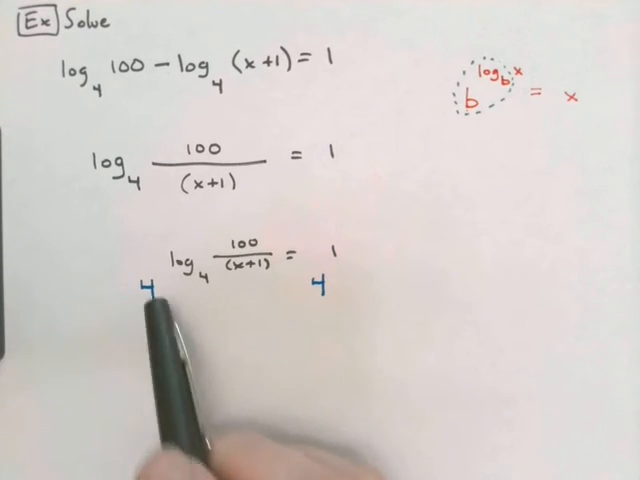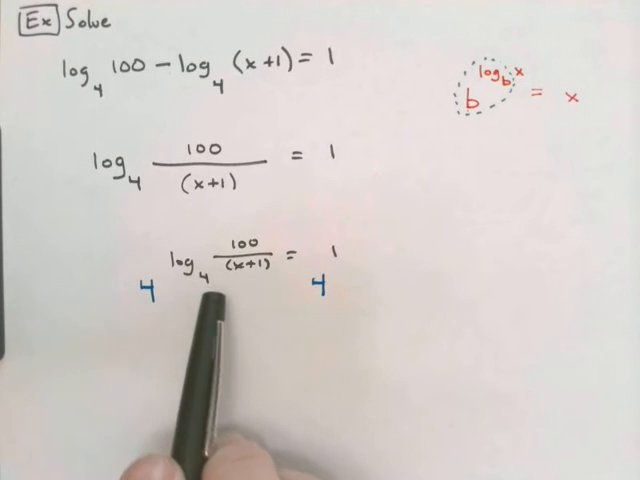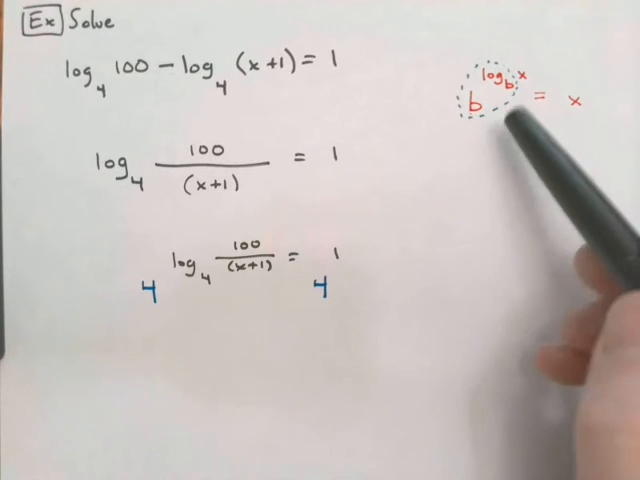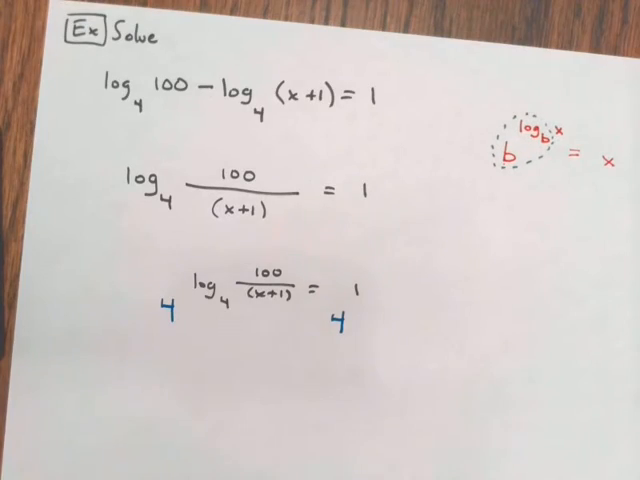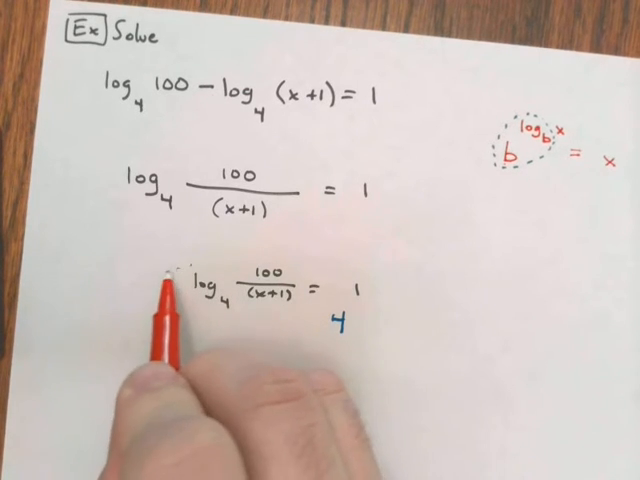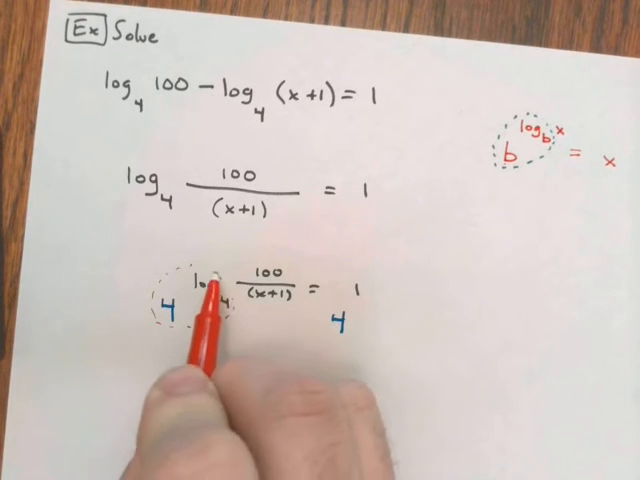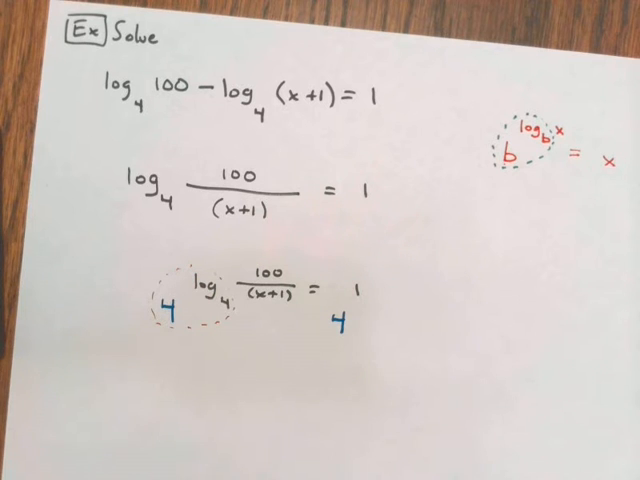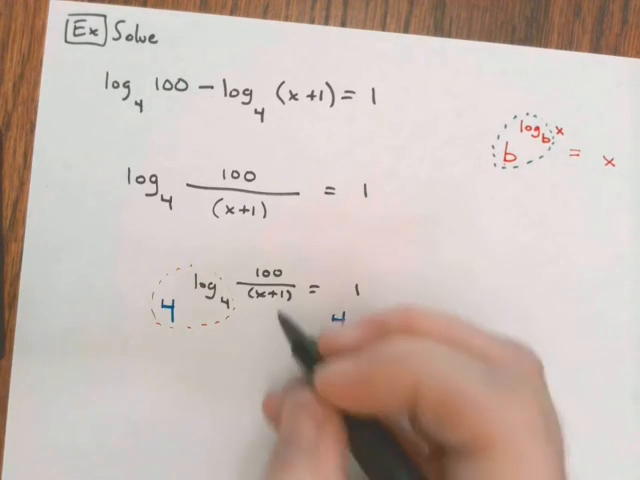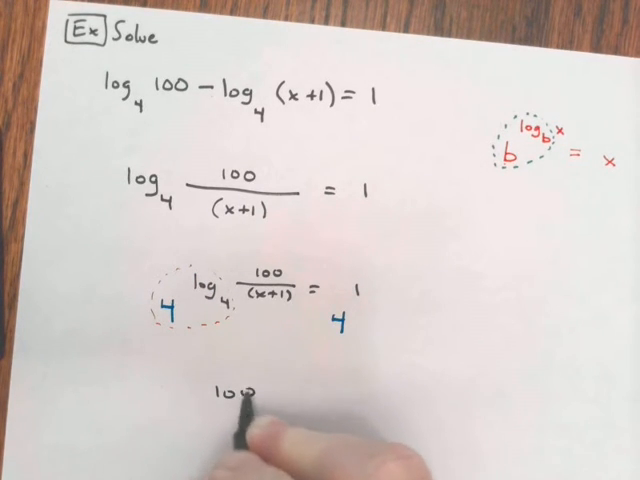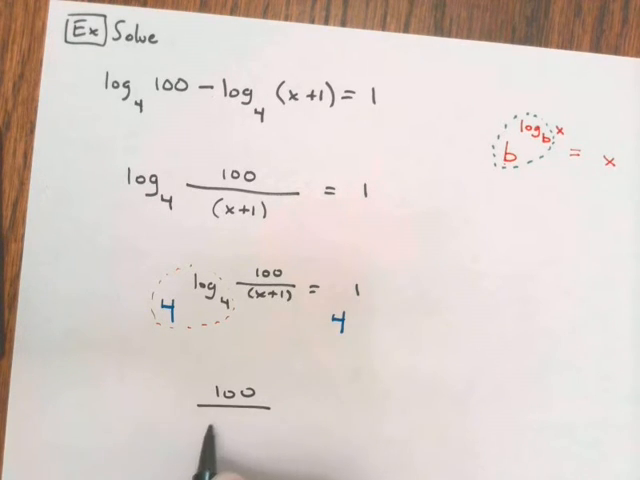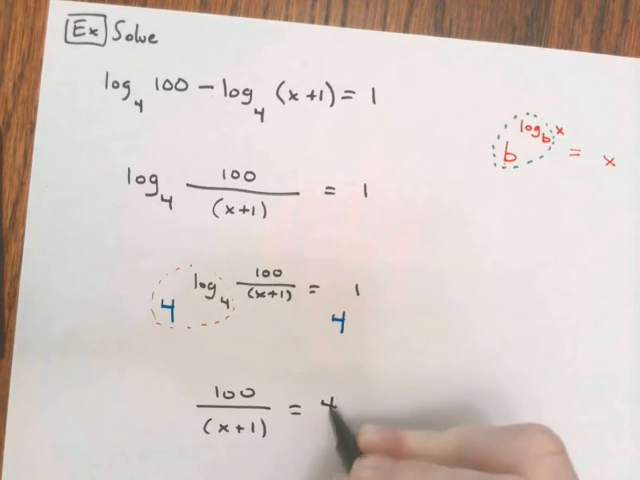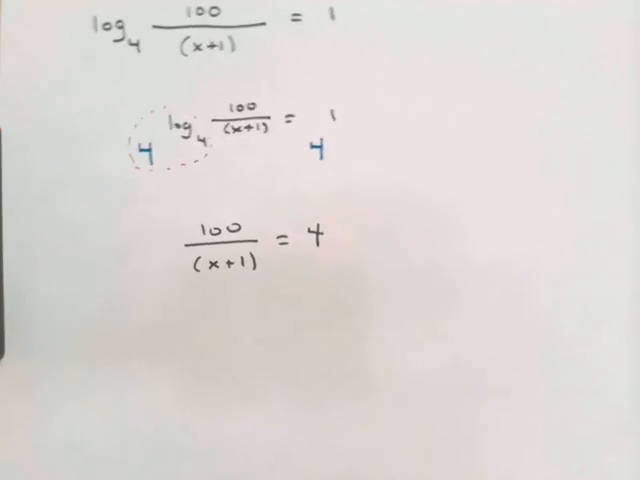If you take a look at the left side now, we have 4 raised to the log base 4 power of something. That's like this property here. So the 4 and the log base 4, because they have matching 4s there, that will all cancel out, and we will just end up with the left side of our equal sign here. So the value we're taking the log of, which is 100 over x plus 1. On the right side, I do have 4 to the first power, which is just 4.